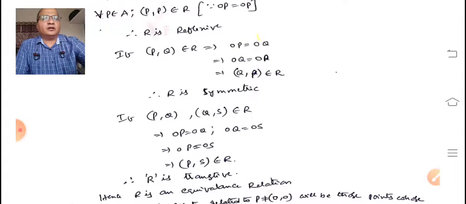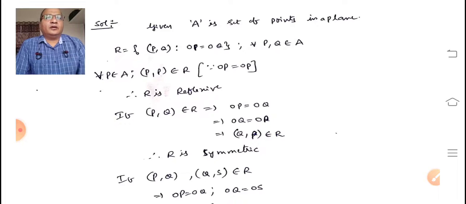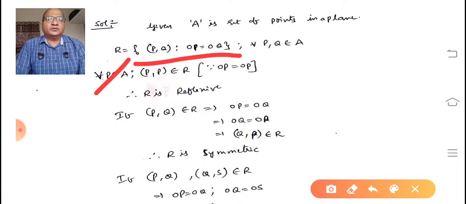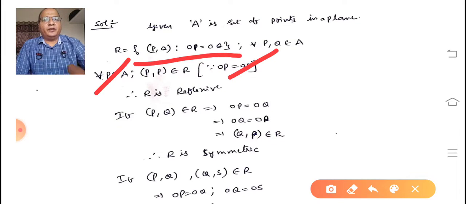See here. Now, given A is a set of all points. As per the definition I have taken, P, Q means the distance of P from the origin is equal to the distance of Q from the origin, OP is equal to OQ. Every point in the plane, that's why I took every P belongs to A. A point itself is equidistant from the origin. OP is equal to OP. Therefore P, P belongs to R, hence it is reflexive.